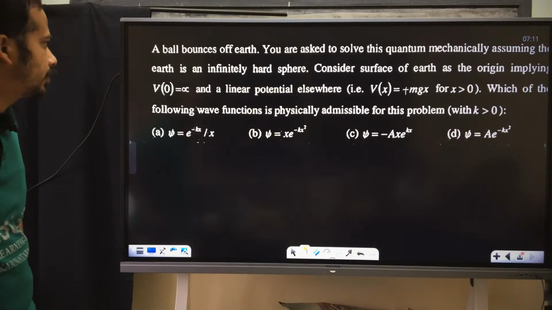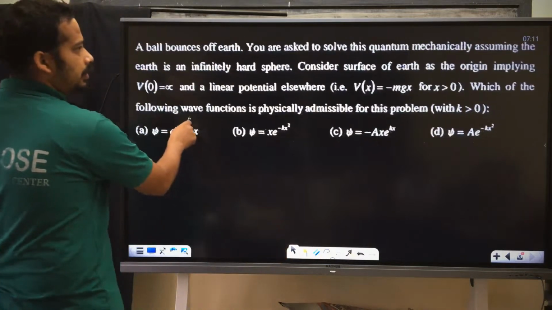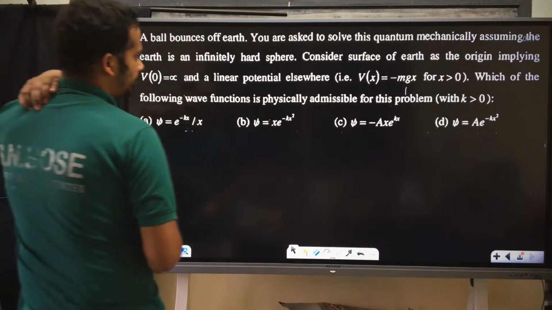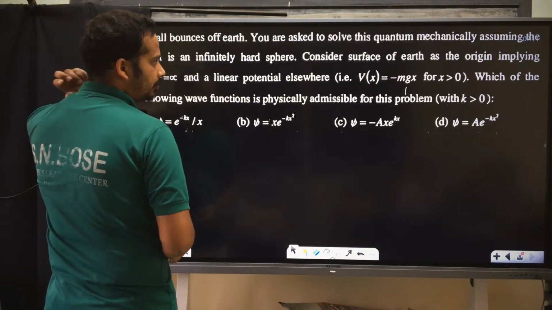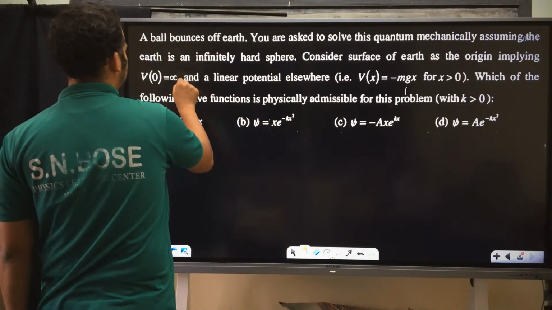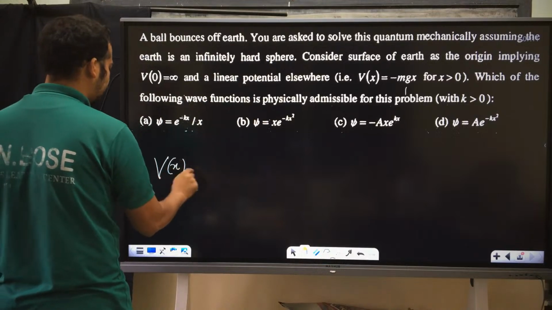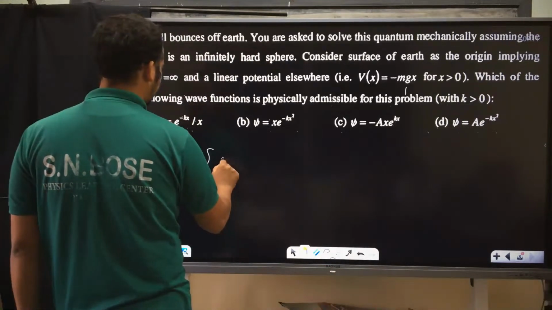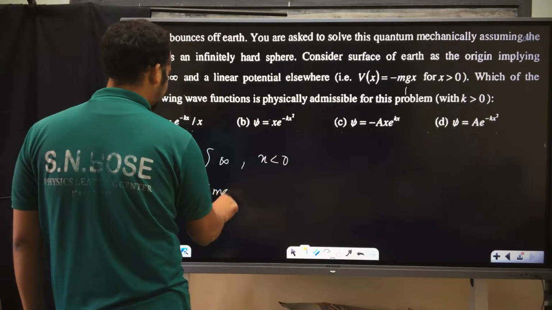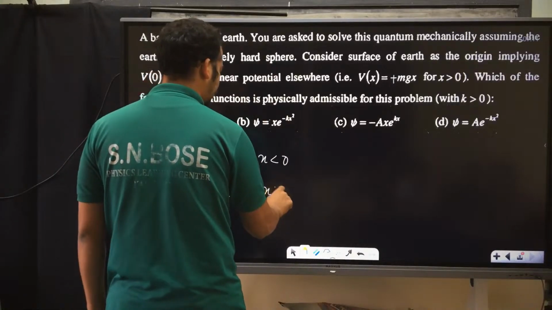A ball bounces off the Earth, and you are asked to solve this problem quantum mechanically, assuming that Earth is an infinitely hard sphere, considering the surface of the Earth as the origin, implying potential is equal to infinity and linear elsewhere. Wait a second, let me write this one. He gave V of x like this. It is equal to infinity when x is less than 0. It is equal to mgx when x is greater than 0.